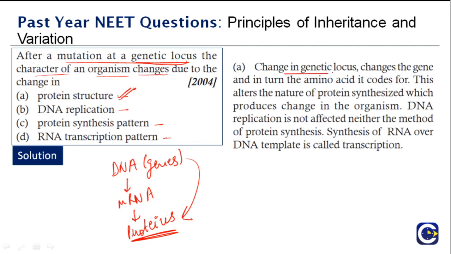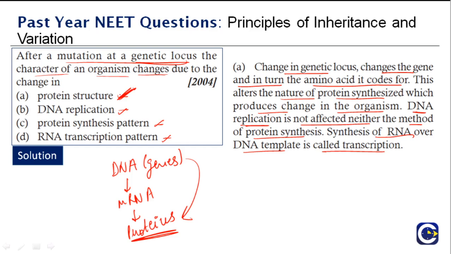Changes in the genetic locus change the gene and in turn the amino acid it codes for. This alters the nature of protein synthesis, which produces change in the organism. DNA replication is not affected, neither the method of protein synthesis. Synthesis of RNA over a DNA template is called transcription. So none of those processes will change. The change in the character of the organism will be because of change in the protein structure.